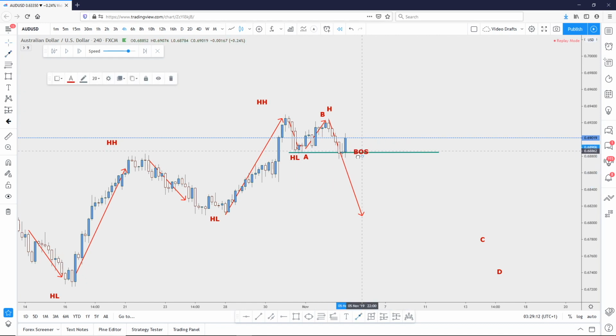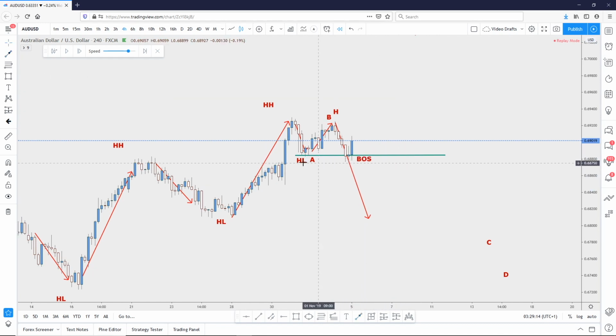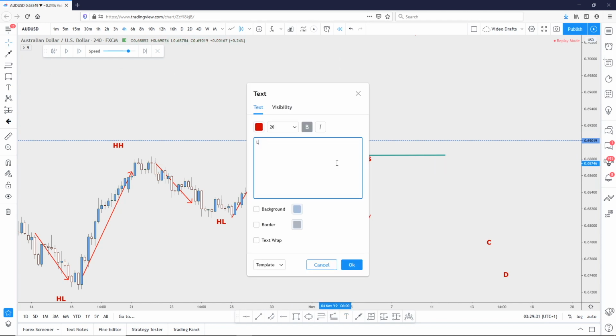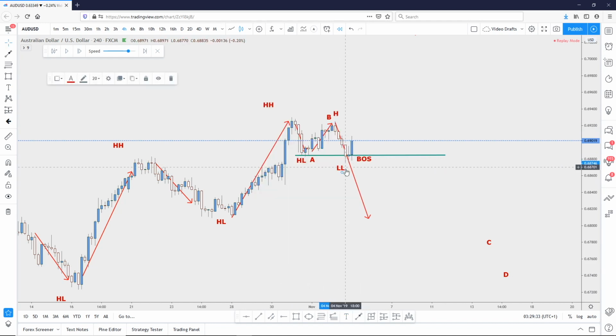In my mind, this is a break of structure. Instead of making another higher high, it didn't make a higher high, and it's actually made a lower low. So it went from a high to a lower low. Something has changed, and that's what a break of structure is. So let's just hit play.